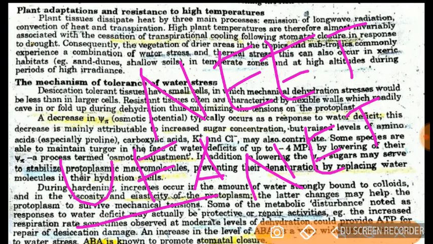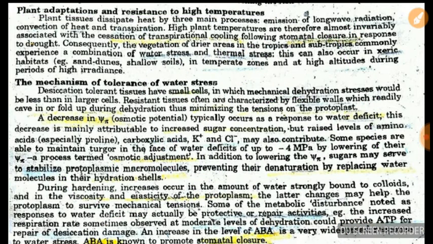Okay, so in this video we are going to talk about plant adaptations and resistance to high temperature. As we talk of humans, our body also adapts to high temperature. Just see how people live in the desert. Here the plants not only suffer water stress, they also suffer thermal stress, meaning there is a scarcity of water and a very high temperature.